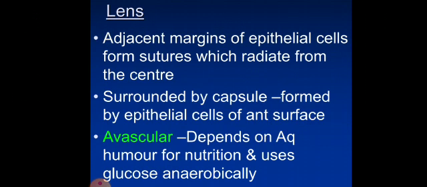Lens is avascular and depends on the aqueous humor for nutrition, and it uses glucose anaerobically. That's a very important point to be noted there. So for its nutritional needs, lens depends on aqueous humor and glucose is used anaerobically.